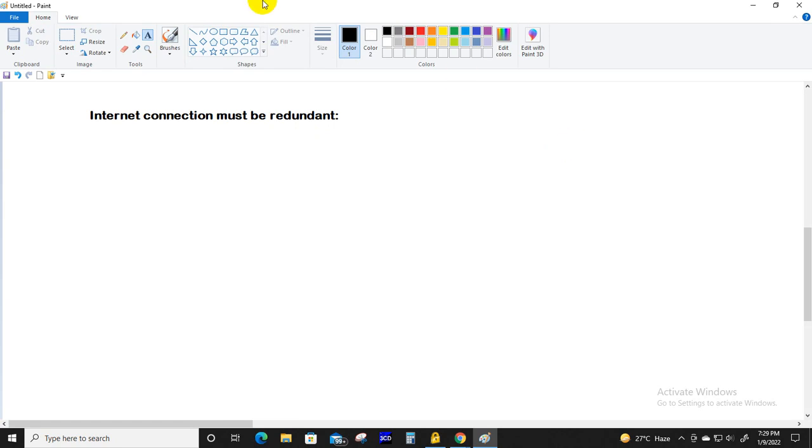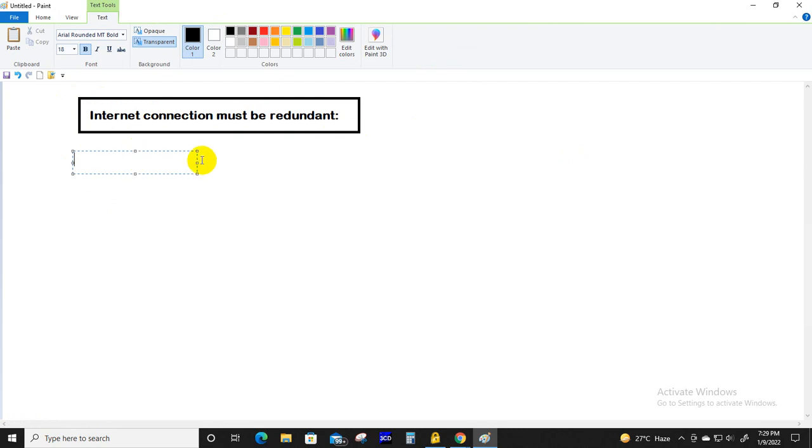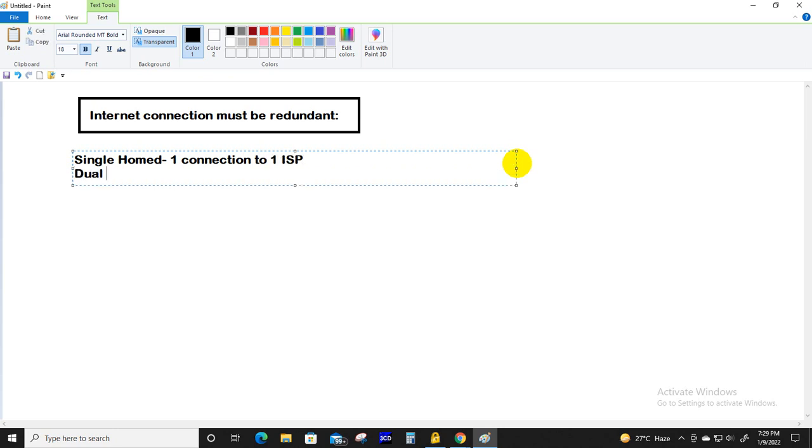Internet connectivity can be categorized as single homed, that is one connection to one ISP. Dual homed, that is two connections to one ISP.